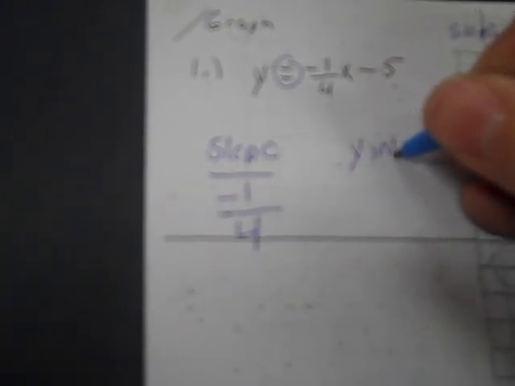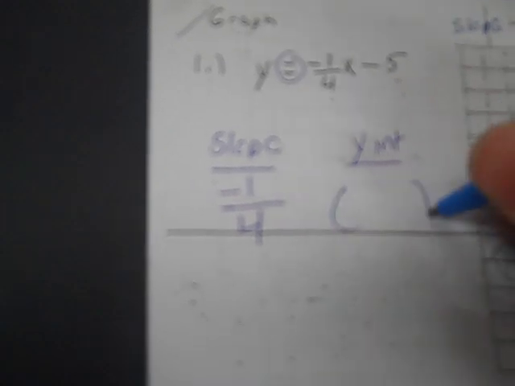So the slope, it's already a ratio, so negative 1 over 4. Now the negative is with the 1, it is not with the 4, okay? And the y-intercept, if you see a negative, it's with the top, not with the bottom. So 0 and then negative 5.